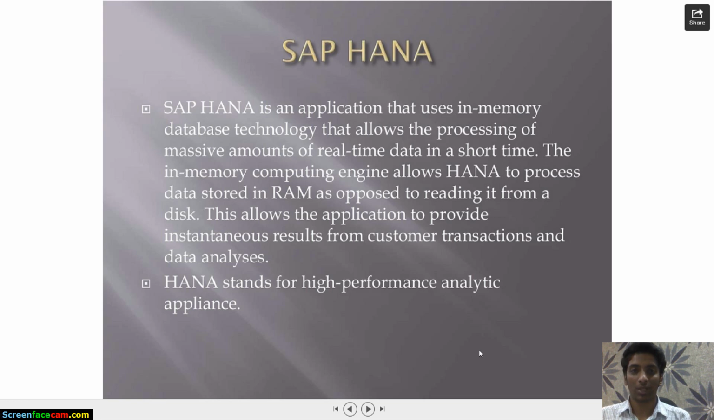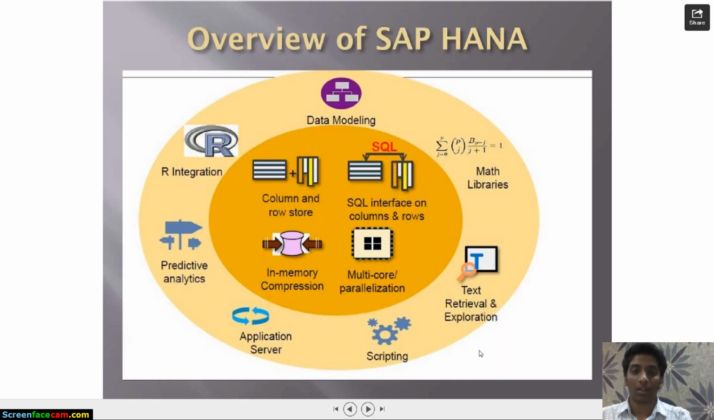So interactions between the components at the same level, in the same layer, are faster. So that is what SAP HANA does. This is an overview of SAP HANA.